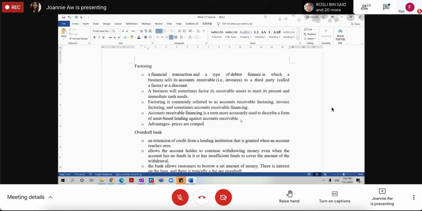Allow the fund to be obtained more quickly rather than waiting until in the future to collect the payment. This is the benefit. Yeah, it assists a smoother cash flow. And then some customers might pay more quickly.